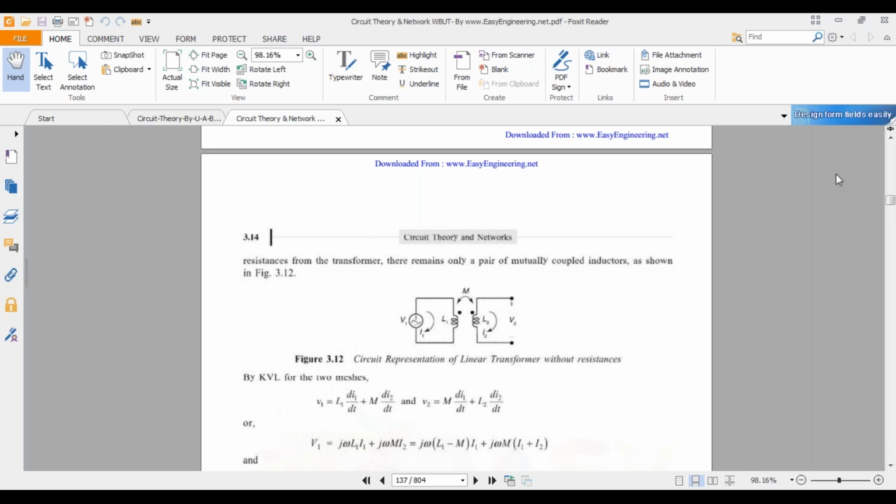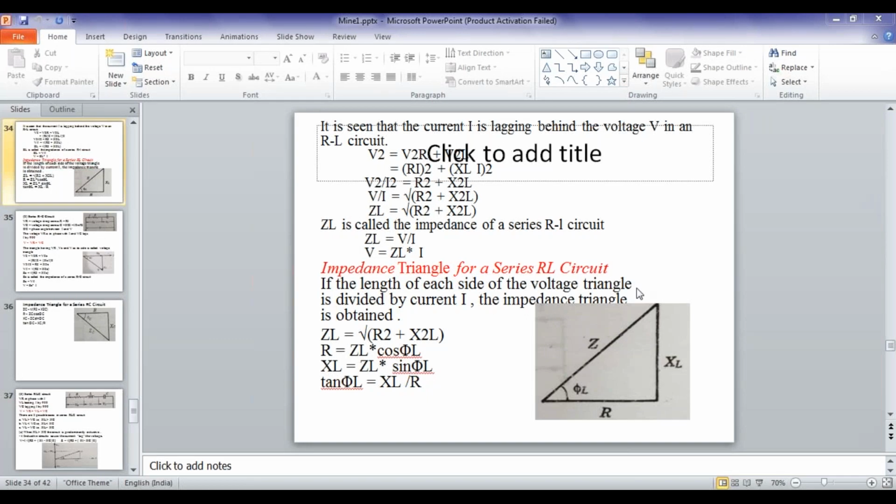Are we able to see the screen? Right now it's not visible, sir. No, sir. Now is it okay? I'm putting the PPT. Yes, sir. The PPT is visible.